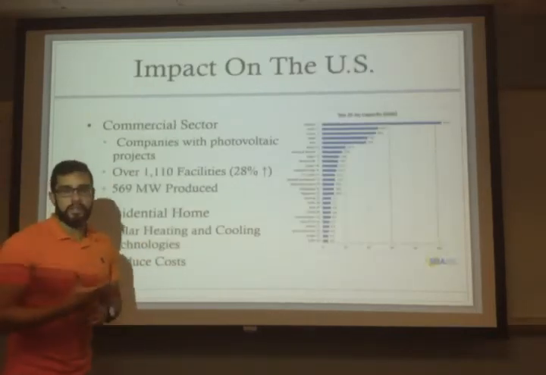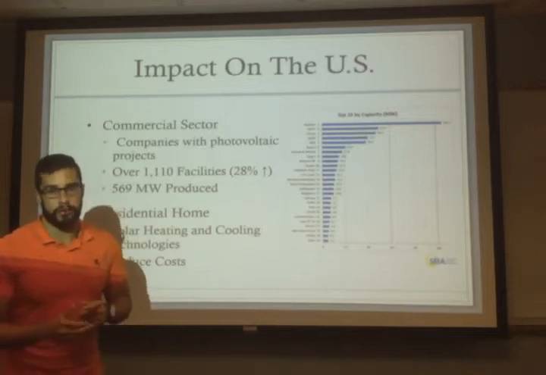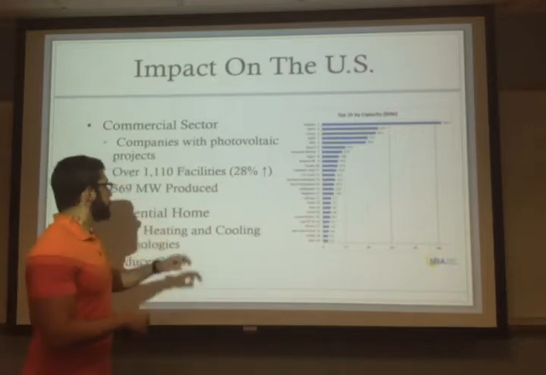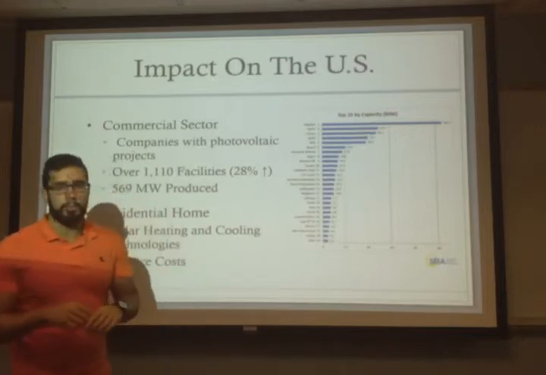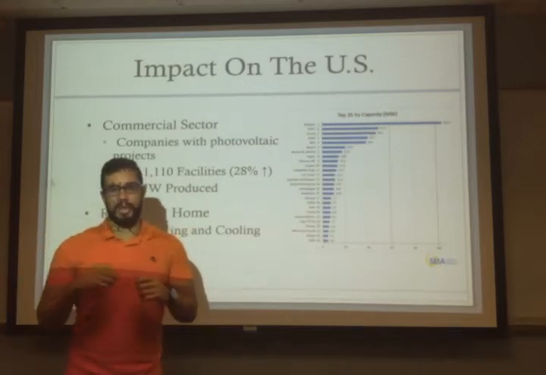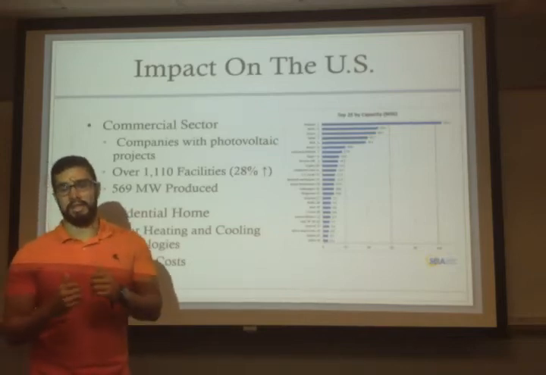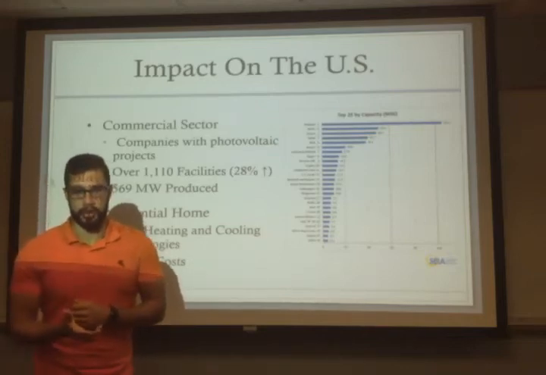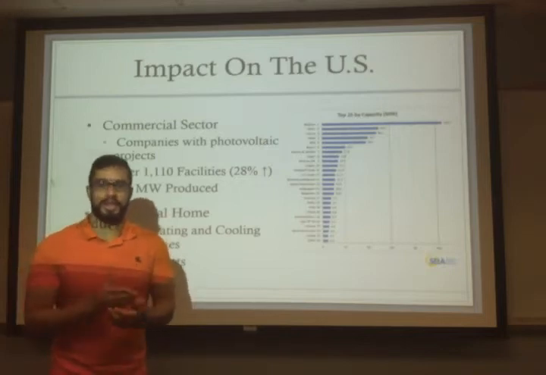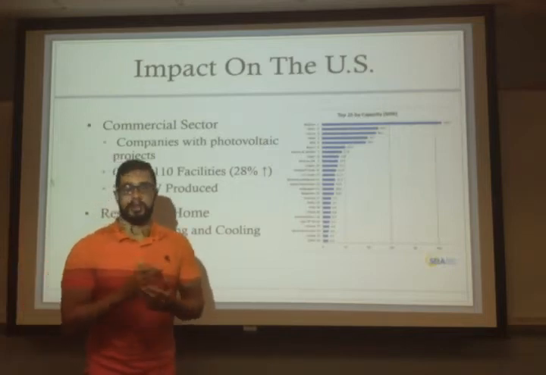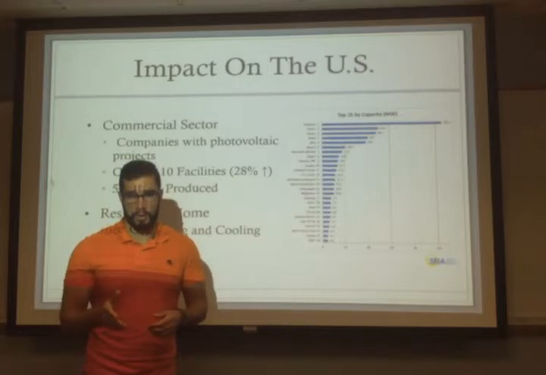The impact that solar energy has had in the commercial sector and in residential homes in the United States can be seen here. You see that companies have been investing in photovoltaic projects to produce their own solar energy. Currently, there are over 1,110 facilities that have invested in these photovoltaic projects to produce their own energy, which is an increase of 28% from 2013 to 2014.